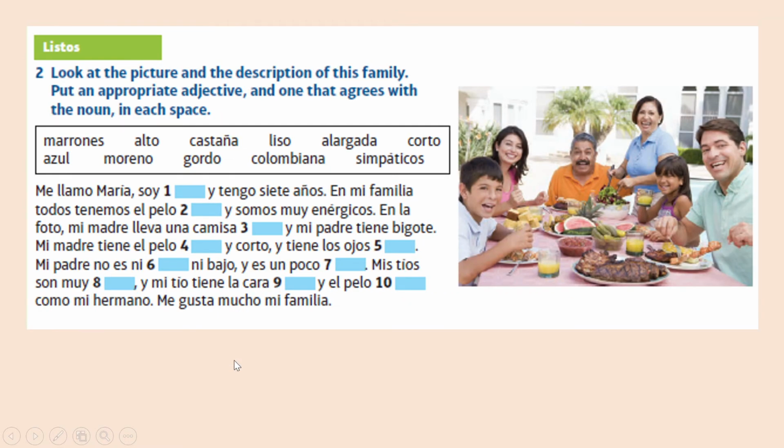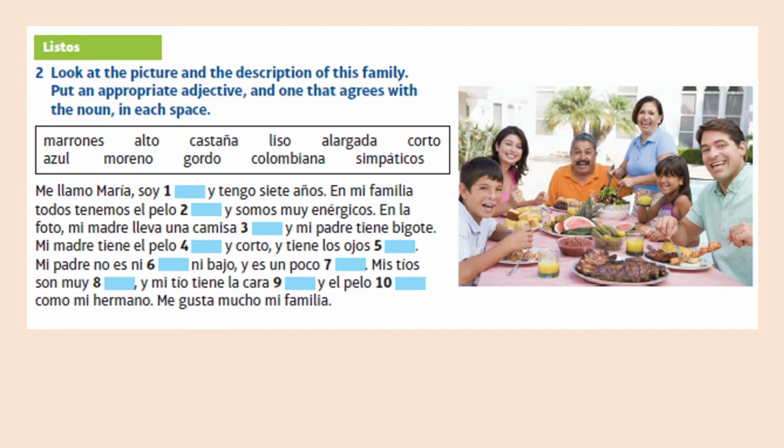Excellent. Next exercise. Take some time to look at this picture, read the description below, and use the adjectives in the black box to fill in the blue gaps, 1 to 10. My advice is that you read the text first, and then you decide on which adjective is going to agree with it. Pause the video, complete this in your books.